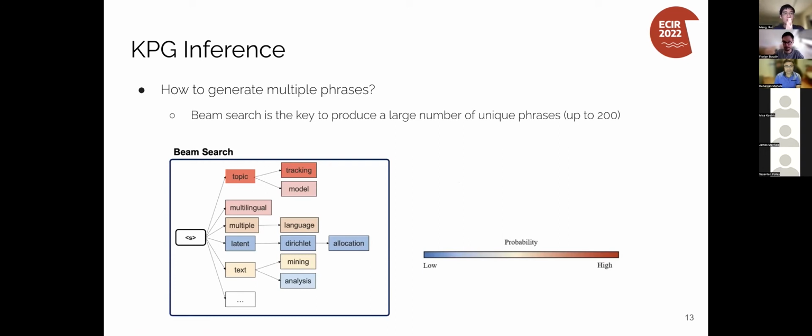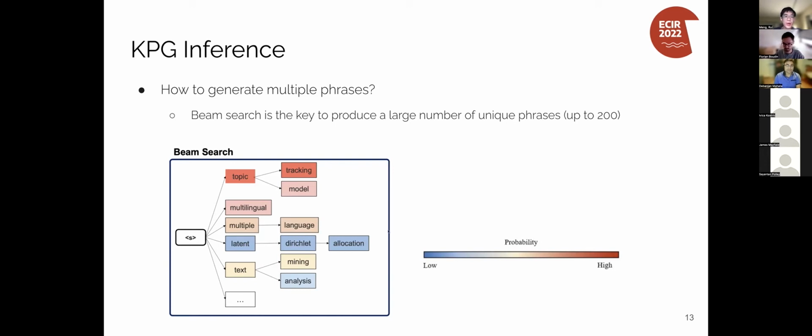But however, during the inference and evaluation, we need the model to generate multiple phrases, because usually given one document, we need multiple key phrases to summarize its content. So this leads to a very important design in key phrase generation, which is to leverage the beam search for inference to generate a large number of unique phrases.